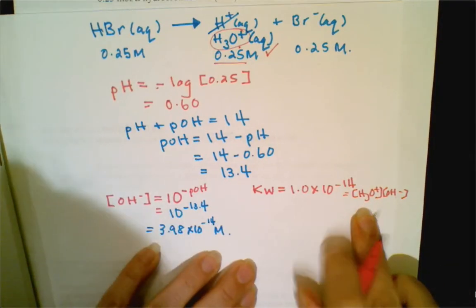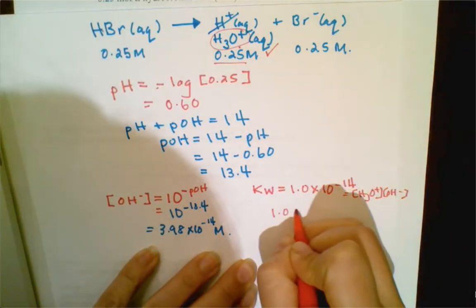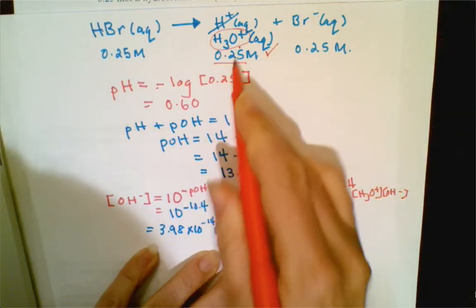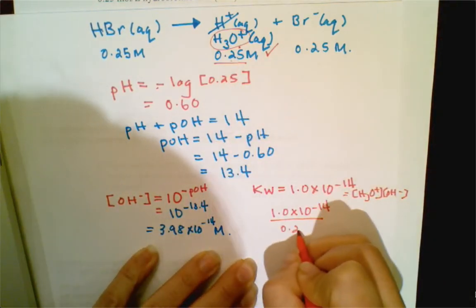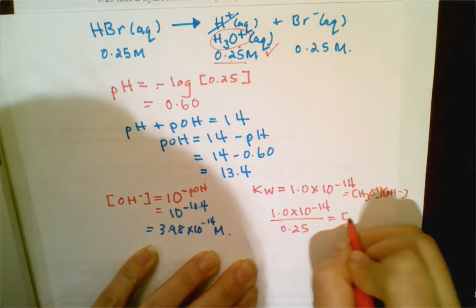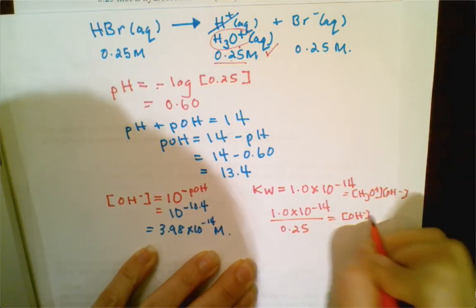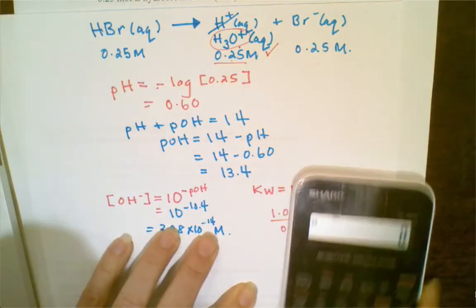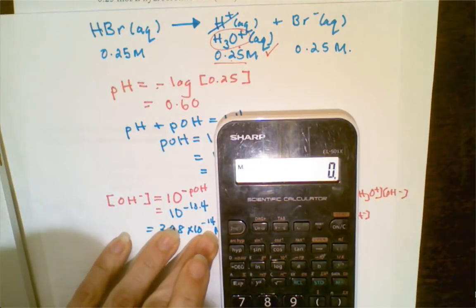What I would do is I would then take 1.0 times 10 to the negative 14. I could divide it by 0.25, and that would give me my hydroxide ion concentration, which should be that. So let's take a look and see how that would work on my calculator.